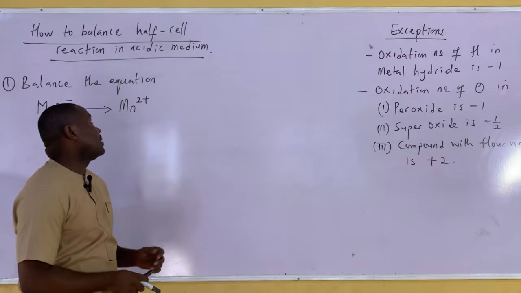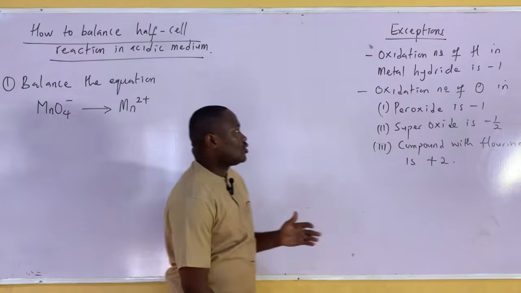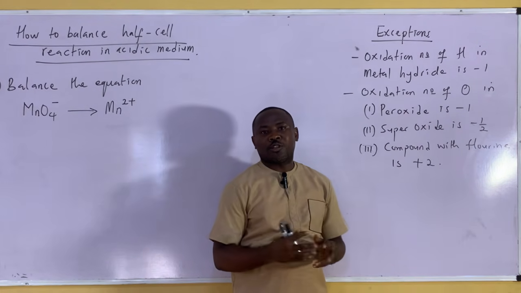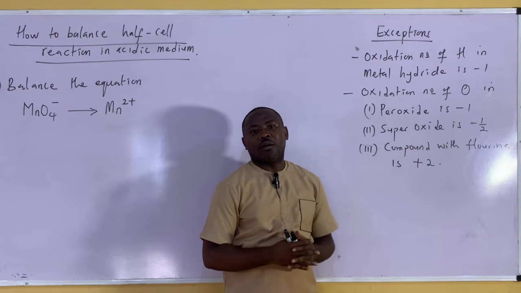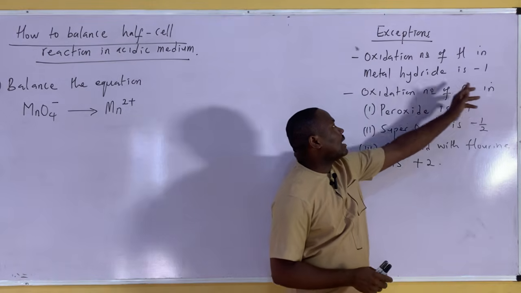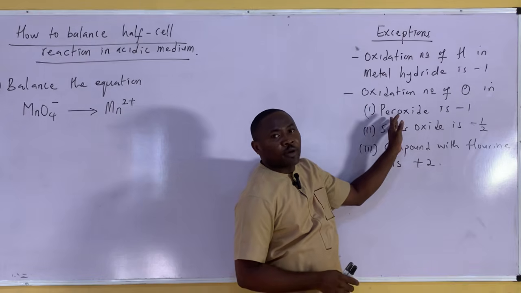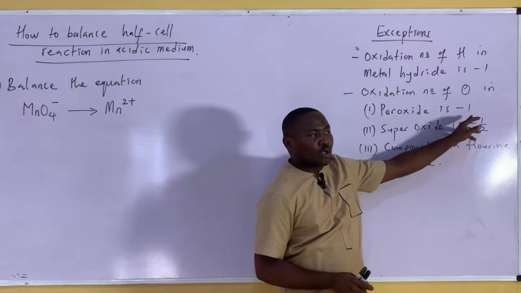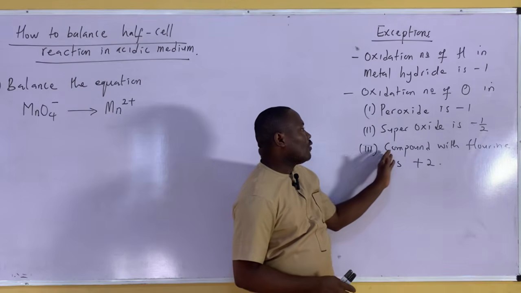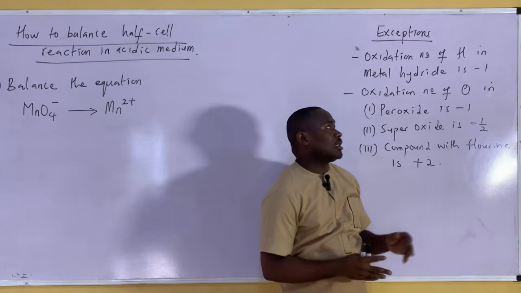Now let's see how we balance half cell reactions in acidic medium. But before then, I want you to take note of these exceptions. Very, very important, because when we're solving questions in oxidation number, we made use of them. The oxidation number of hydrogen in metal hydrides is minus 1. The oxidation number of oxygen in peroxides is minus 1, but in superoxides is minus half. Then we have, for compounds with fluorine, the oxidation number of oxygen is plus 2. Please take note of this.